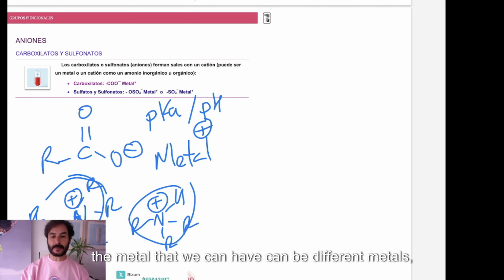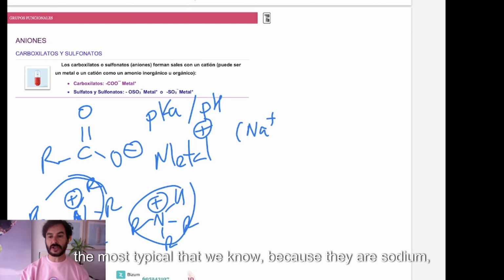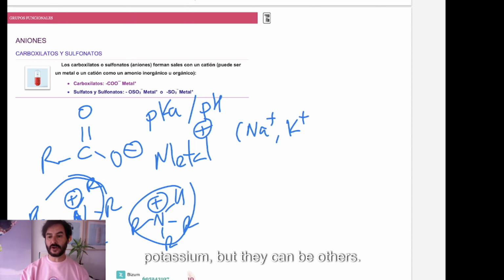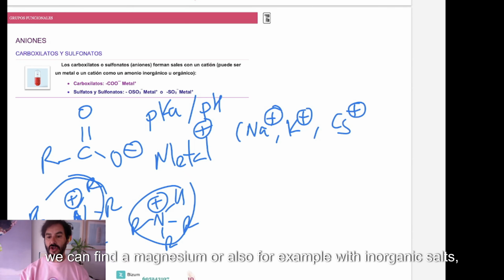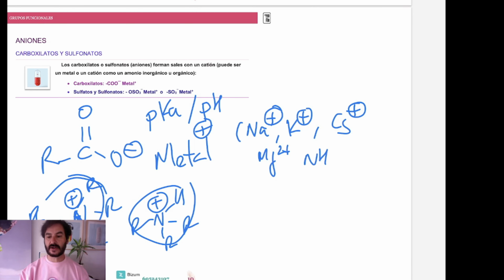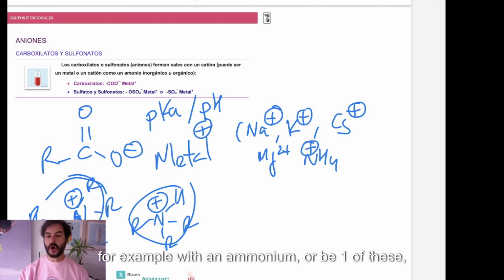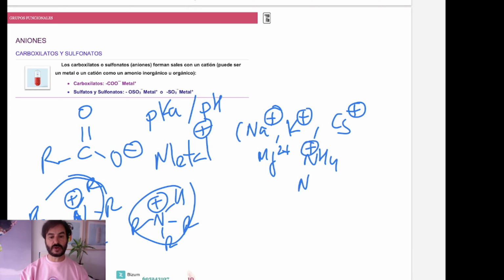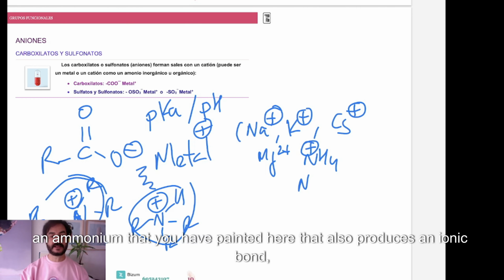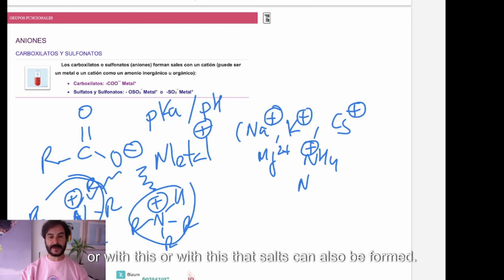Well, the metal that we can have can be different metals. The most typical that we know are sodium and potassium, but they can be others, as for example cations like cesium, we can find magnesium, or also, for example, with inorganic salts, with an ammonium, like the one you have painted here, which also produces an ionic bond. Or with this, salts can also be formed.